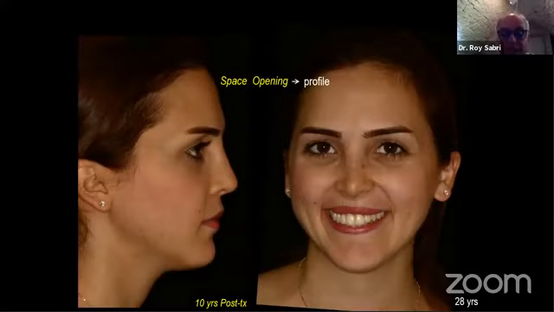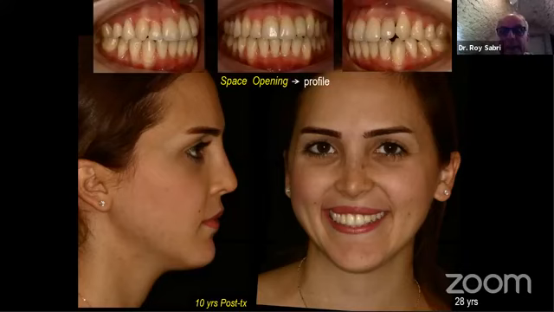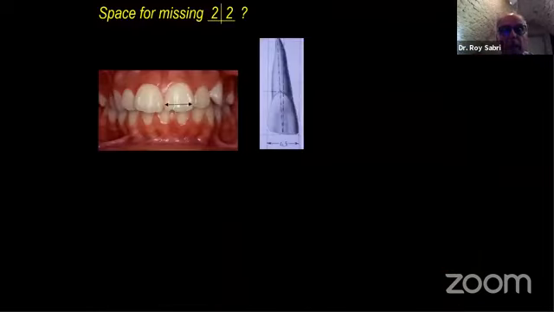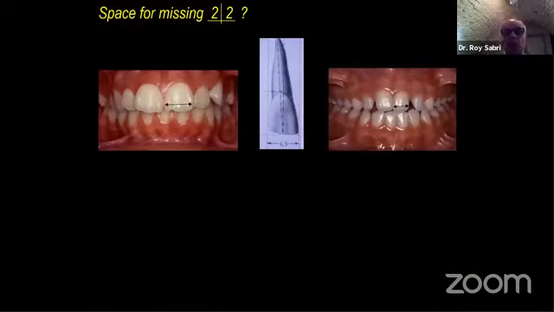And here she is 10 years post-treatment. And it's a nice outcome, actually. And here space opening was important. Okay, now the question is how much space we should open for a missing lateral. The average size, if you open an anatomy book, is 6.5 millimeters. But again, some patients have large teeth, like on your left, and some patients have small teeth. So there is no one size fits all.